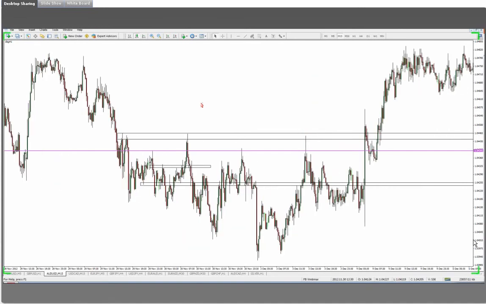Okay, let me just finish. I've got just a few more to go through. Aussie dollars, a couple of setups here. I marked one, but there's another one.